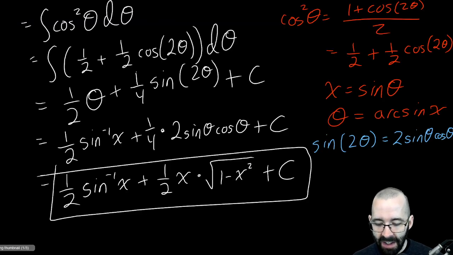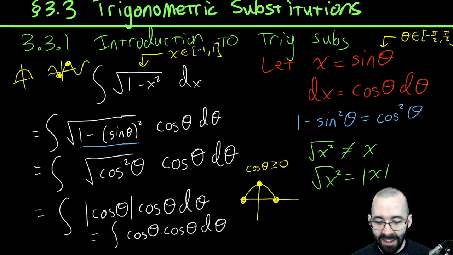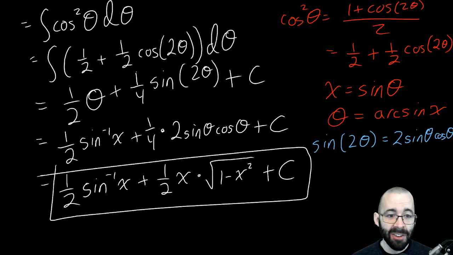So that's our final answer. And again, if this were a definite integral, what's easier? Pi r squared times a half? Or this?